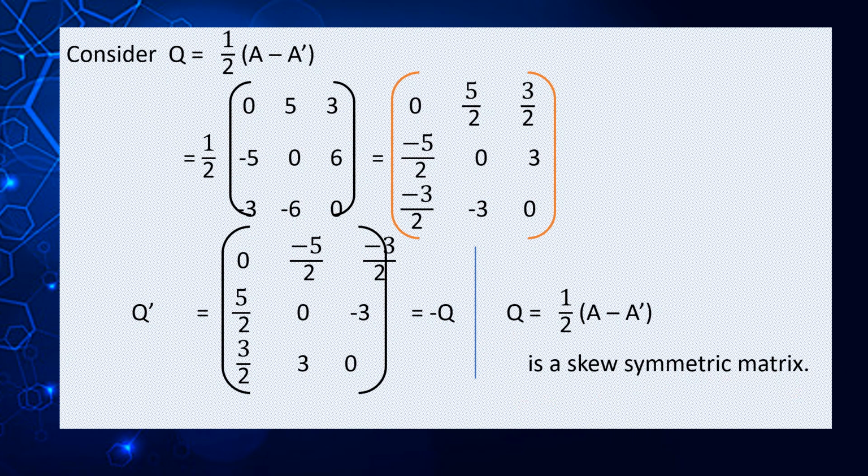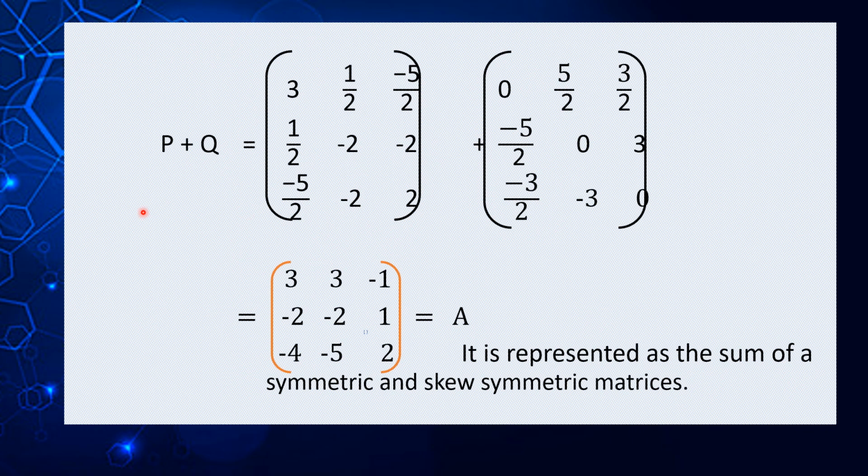Now add P and Q together. We would get 3, 1 by 2, minus 5 by 2, 1 by 2, minus 2, minus 2, minus 5 by 2, minus 2, 2 plus 0, 5 by 2, 3 by 2, minus 5 by 2, 0, 3, minus 3 by 2, minus 3, 0.